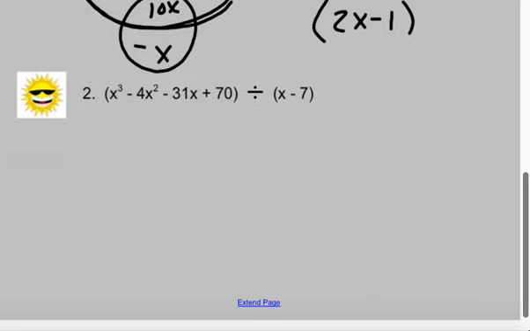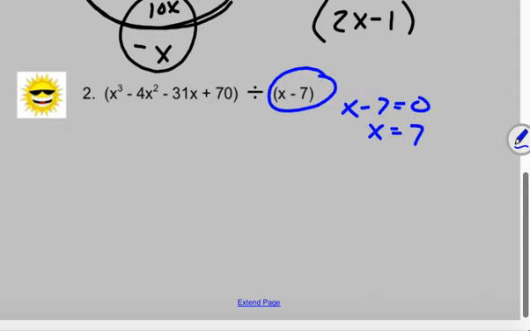Let's try number 2 here. They give us this factor. That means x minus 7 equals 0. If you solve that and add 7 to both sides, x equals 7. There's going to be 3 factors here because it's an x cubed. We already got our first one here. We're going to divide it and then factor to get our other 2.